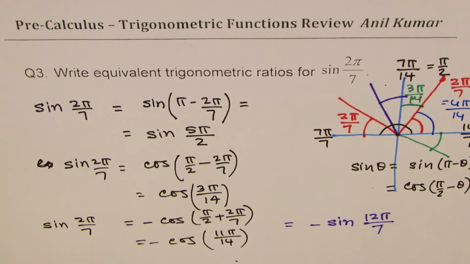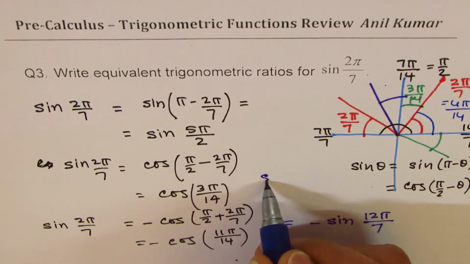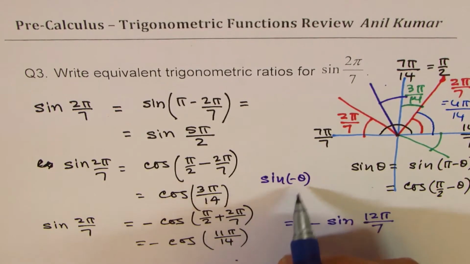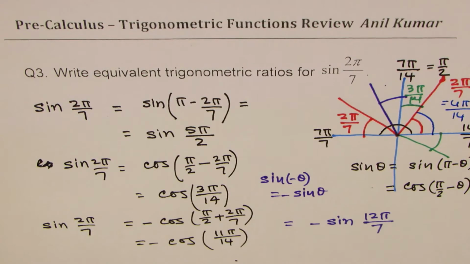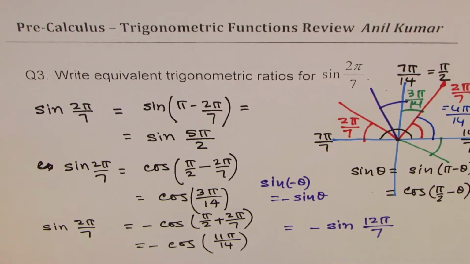Perfect. I wrote this based on this, that is sine of minus theta is equal to minus sine theta. Does that make sense to you? Okay, so you could think like this and get more equivalent ratios. Is that clear? Okay, let's move on to the next question now.